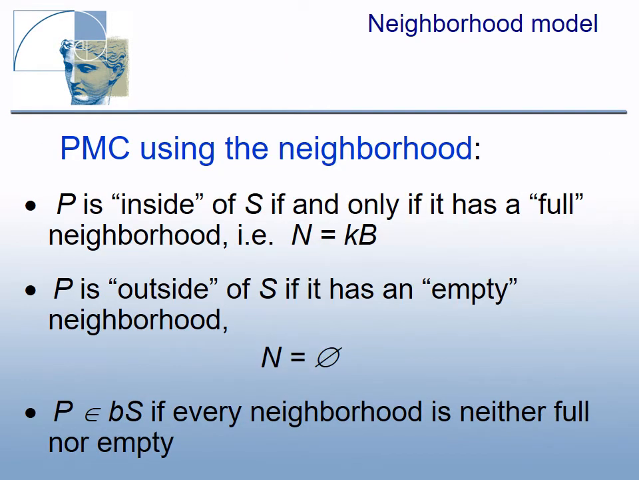Here you can see how to perform point membership classification using the neighborhood. P is inside of S if and only if it has a full neighborhood. In other words, the neighborhood equals the closure of the ball. P is outside of S if it has an empty neighborhood. And P belongs to the solid boundary if every neighborhood is neither full nor empty.